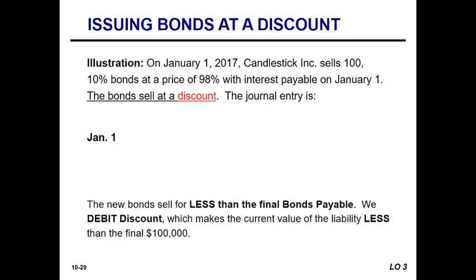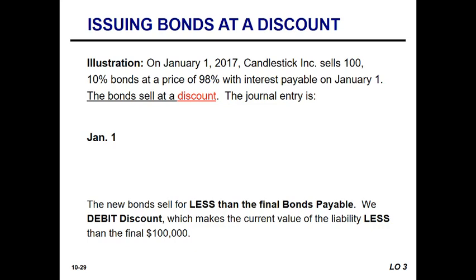On January 1st, 2017, Candlestick Incorporated sells 100 10% bonds at a price of 98%. Remember, they're quoted at a percentage of face value with interest payable on January 1st. This bond is selling at a discount because it's selling at less than 100%. The other thing to keep in mind is that bonds sell in intervals of 1,000.